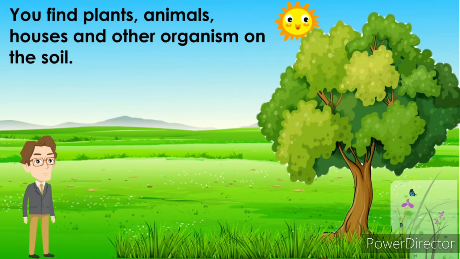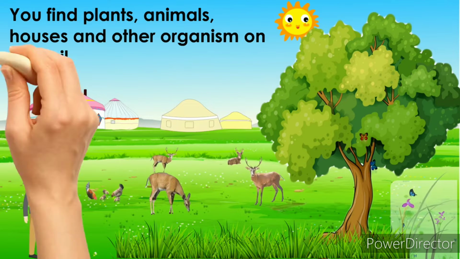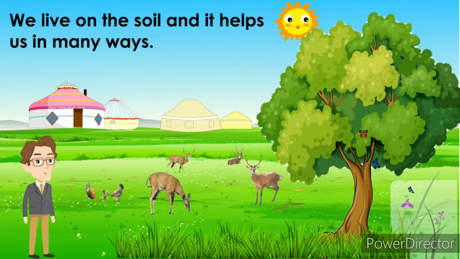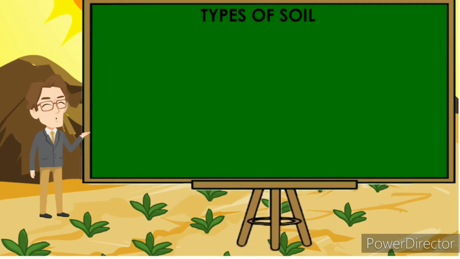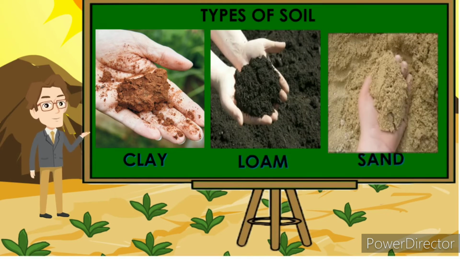You find plants, animals, houses, and other organisms on the soil. We live on the soil and it helps us in many ways. There are three types of soil: loam, sand, and clay. Let's discuss them one by one.